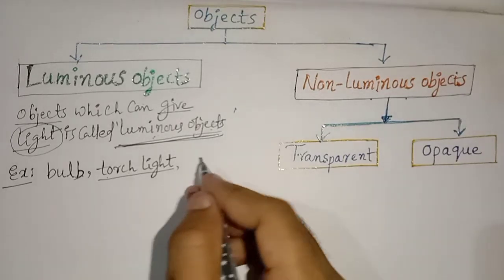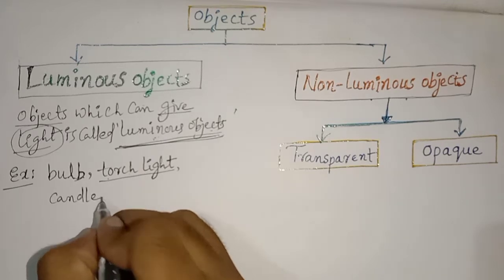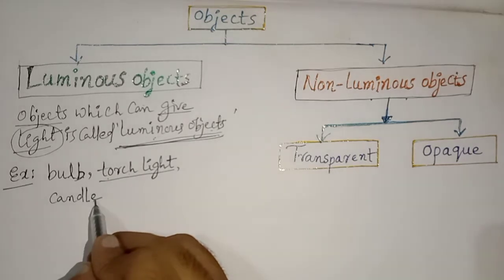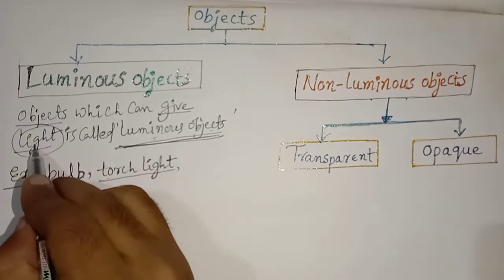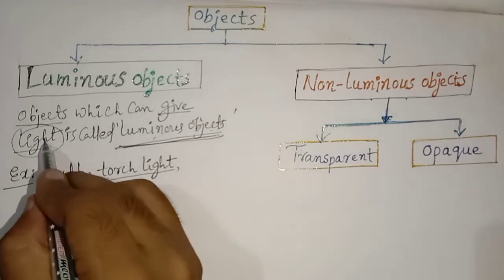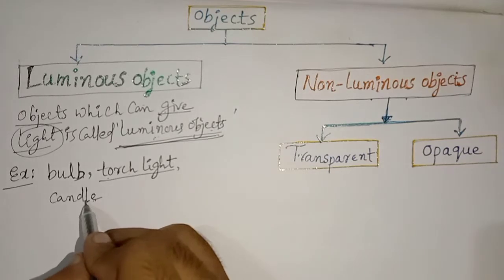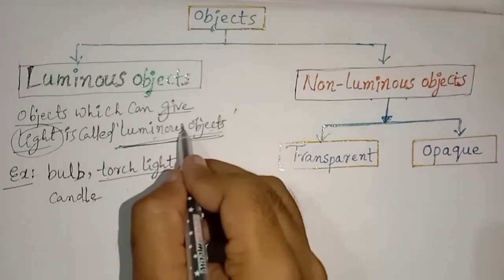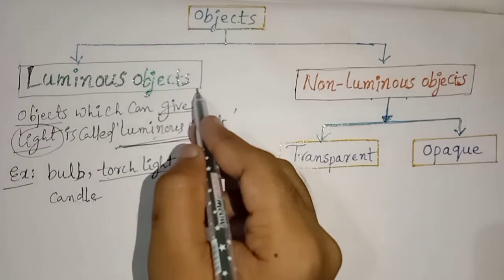One more example, candle. If I take a burning candle, that burning candle gives what? Light. So the objects which can give light are called luminous objects. Candle is giving light. So candle is a luminous object. I hope luminous object is clear.